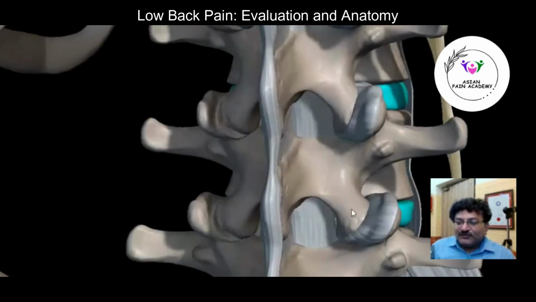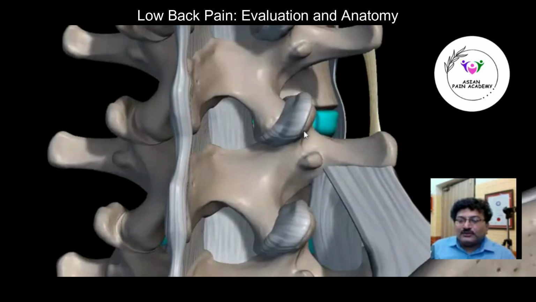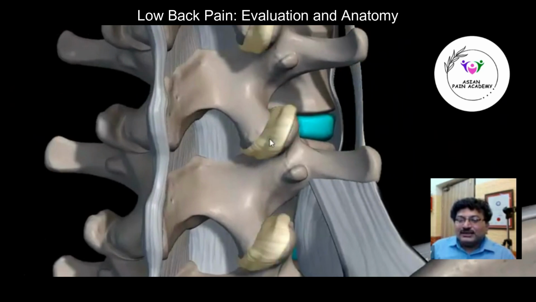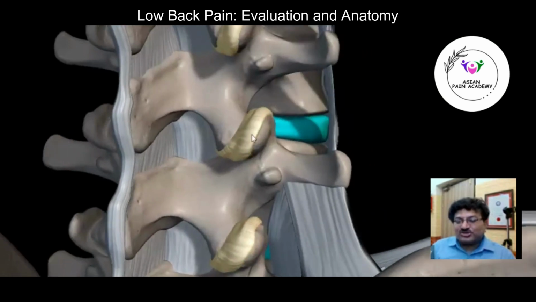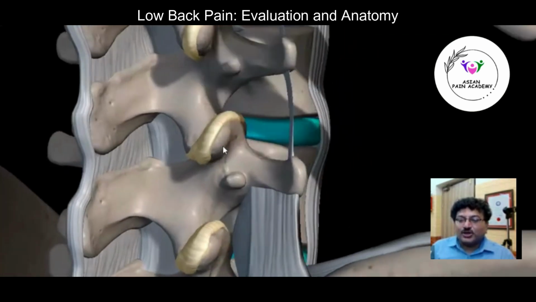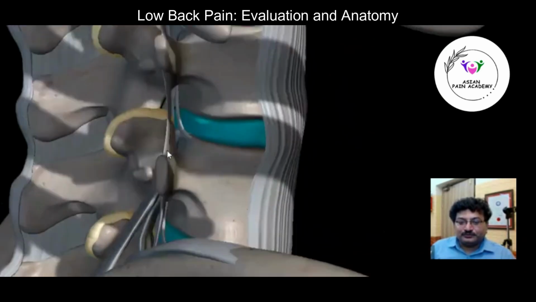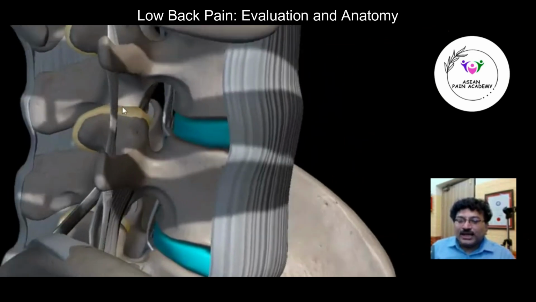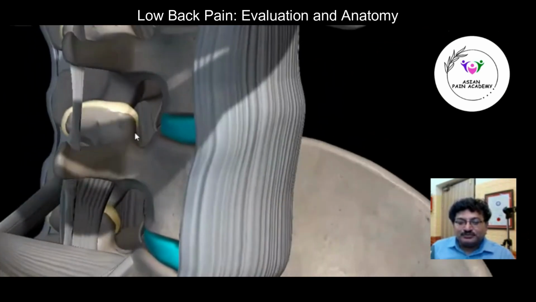Now, these inferior articular facets are joining with the superior articular facet of the lower vertebral body, and they are forming these zygapophyseal joints, or in simpler words, the facet joints. These are small synovial joints at the back, and like all synovial joints, they might go into arthritis as well. Now, this is the foramen through which the nerve roots come, and through which also the segmental radicular arteries go in and form the spinal arteries.